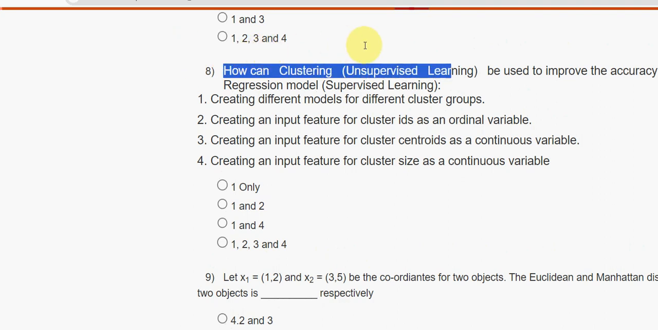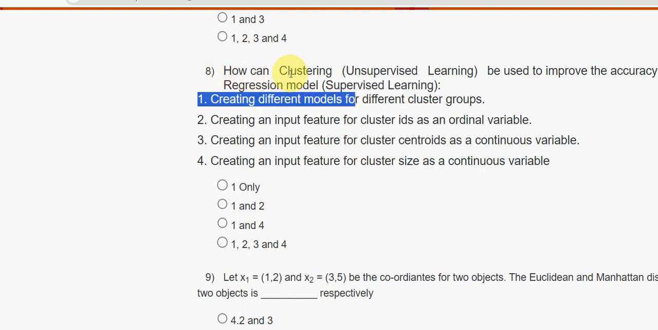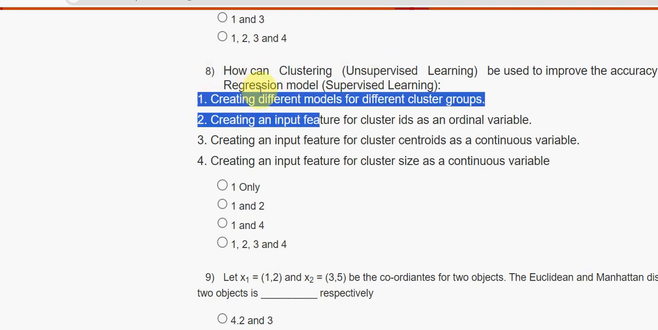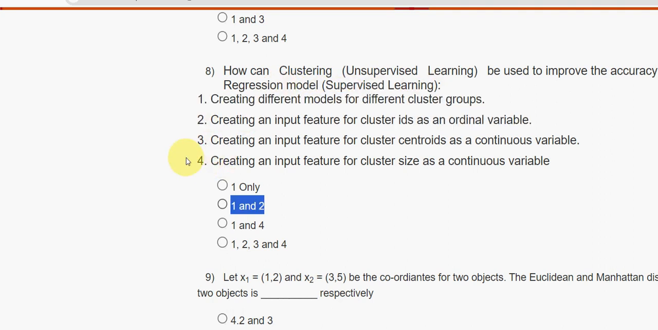How can clustering, that means unsupervised learning, be used to improve the accuracy of the linear regression model, supervised learning? So for the eighth question, it will be the second option, guys. That means both the first statement, creating different models for different cluster groups, and the second one, creating an input feature for cluster IDs as an ordinal variable. So the second option, 1 and 2, are the correct statements. B is the probable correct solution for the eighth question, guys. Next, ninth one.